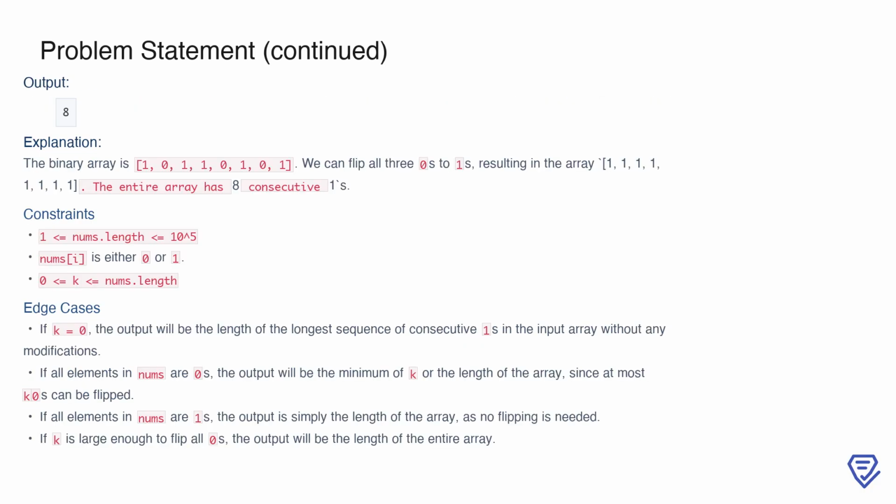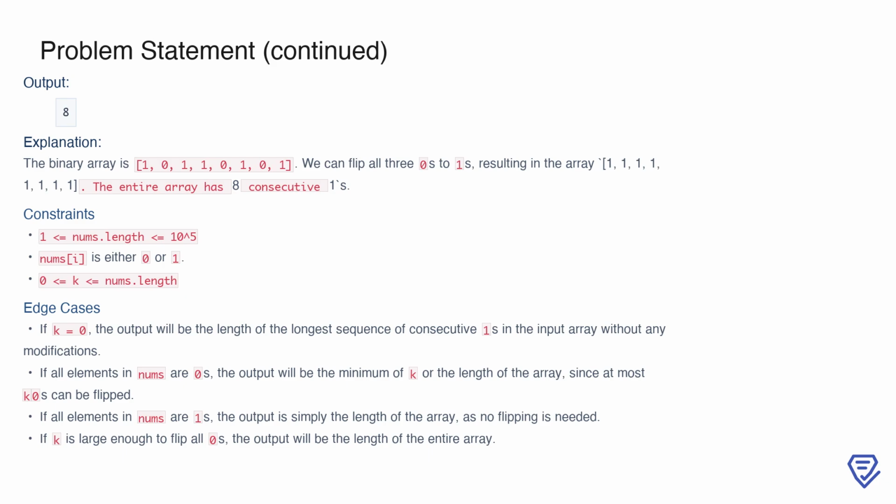In the third example, we have the array 1, 0, 1, 1, 0, 1, 0, 1, and k is 3. With the ability to flip 3 0s to 1s, we can modify all 3 0s in the array. This transforms the array into 1, 1, 1, 1, 1, 1, 1, 1, resulting in a total of 8 consecutive 1s, which is the output.